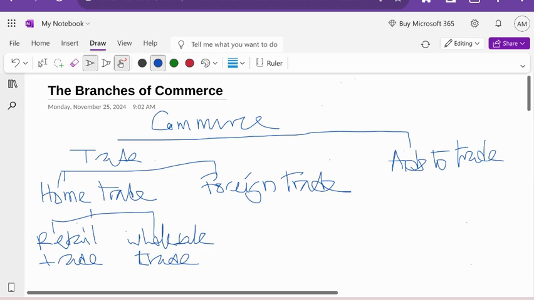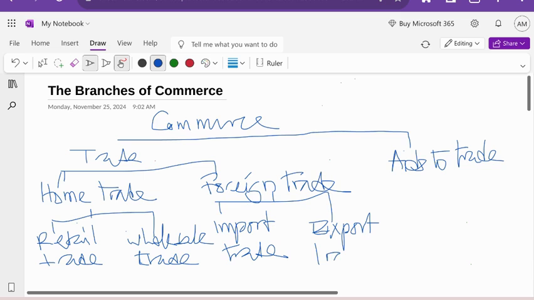Now, there are also two types of foreign trade. We have import trade and we have export trade.